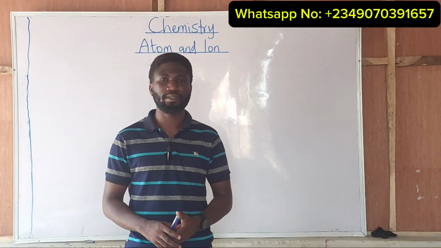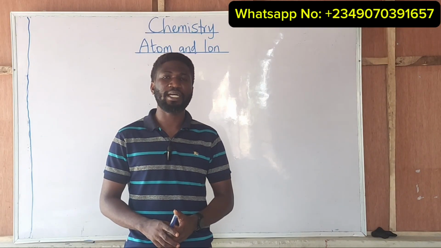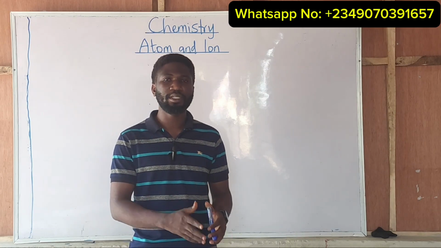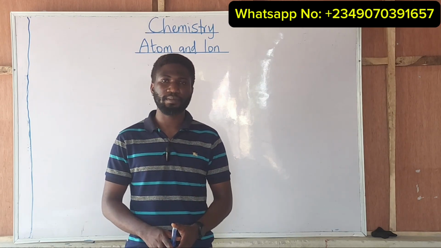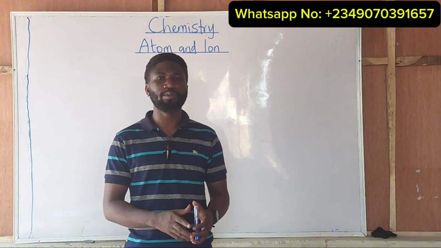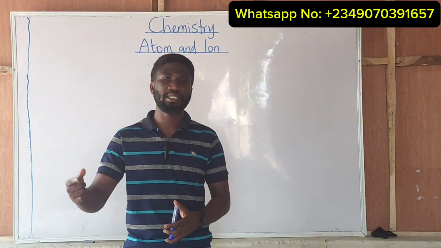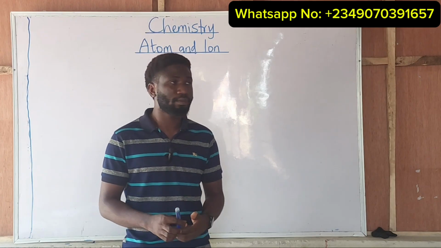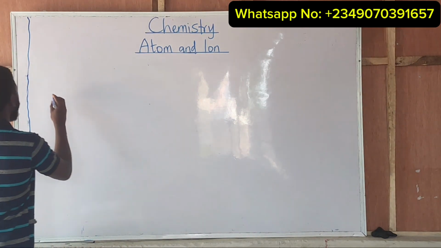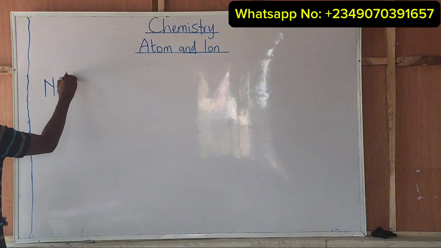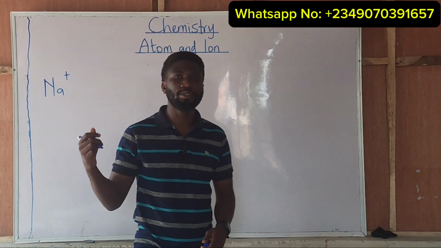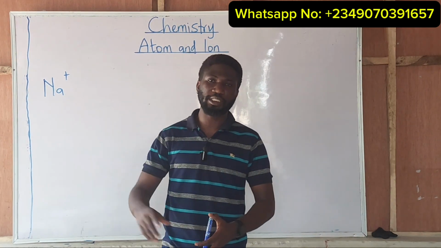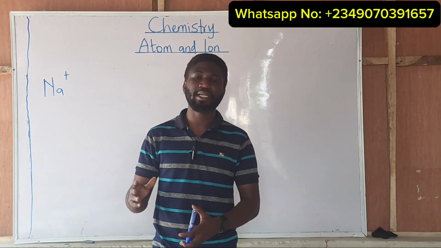What is an ion? An ion is an atom with a charge. So the charge could be positive, it could be negative. Whenever you have an atom possessing a positive charge, that ion is known as a cation. For example, if I have Na+, this is what we call a sodium ion. It is positively charged and we call this a cation.